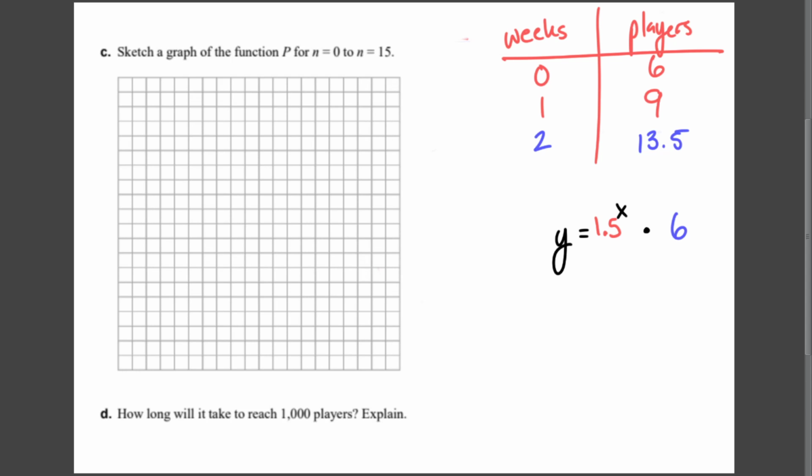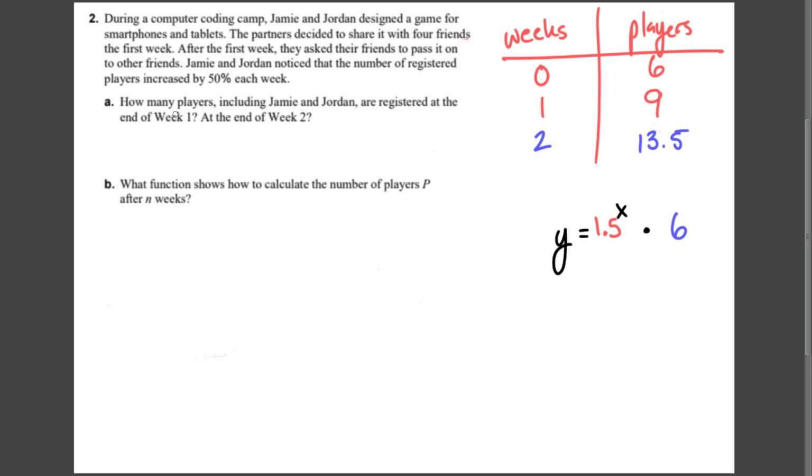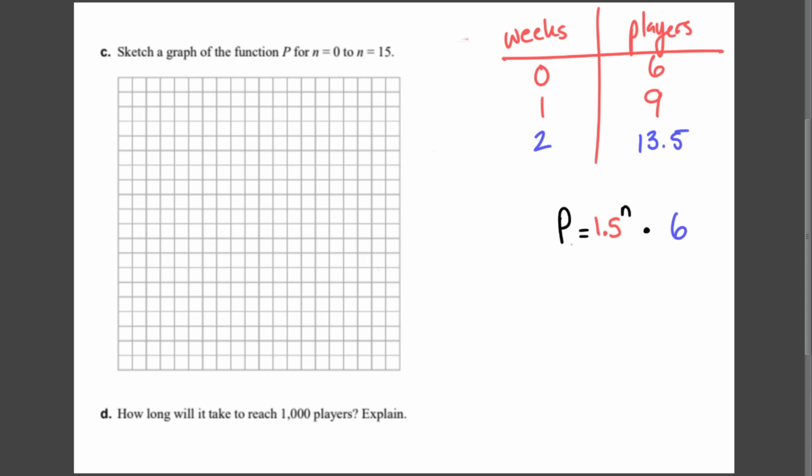So C asks us to sketch a graph for this function. Oh, I'm sorry, I think they had you actually using different variables here. Let me see, the variables were P and N. So in my equation, this is actually going to be the letter P, and then this X is going to be the letter N. Cool? That's the only difference that happens there. Honestly, I'd be fine with the equation either way. A variable is a variable, but it does want you to switch those out.